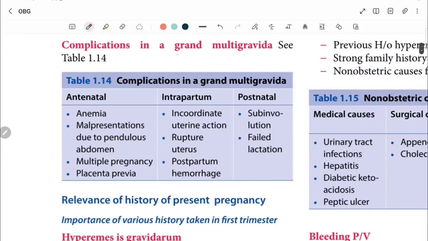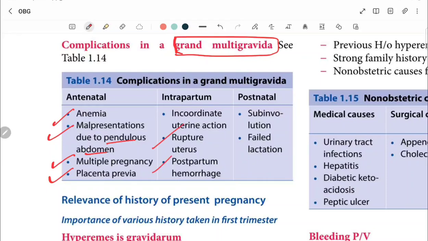Complications in grand multigravida are, in the antenatal period, anemia, malpresentations due to pendulous abdomen, multiple pregnancy and placenta previa; in intrapartum, incoordinate uterine action, rupture of uterus and postpartum hemorrhage; in postnatal, subinvolution and failed lactation. So these are the most common complications in multigravida.